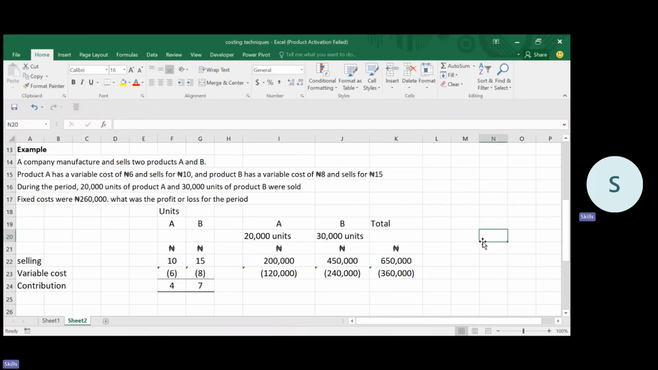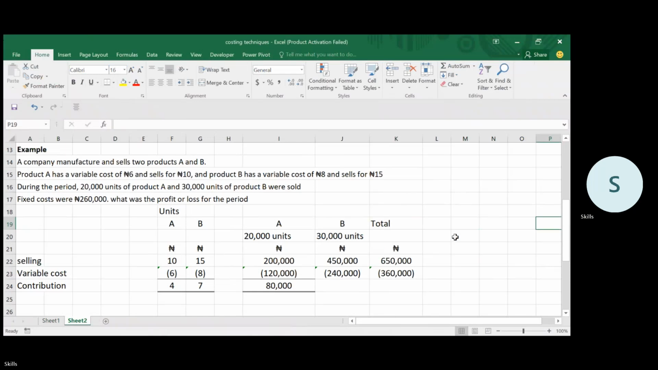Then next is the contribution for the 20,000 units sold of A. The contribution will be the 200,000 minus 120,000, which is 80,000. So product A in total will contribute 80,000. When you sell 20,000 units of product A at 10 naira with a variable cost of 6 naira, you will be contributing 80,000. So this is the total contribution of product A.